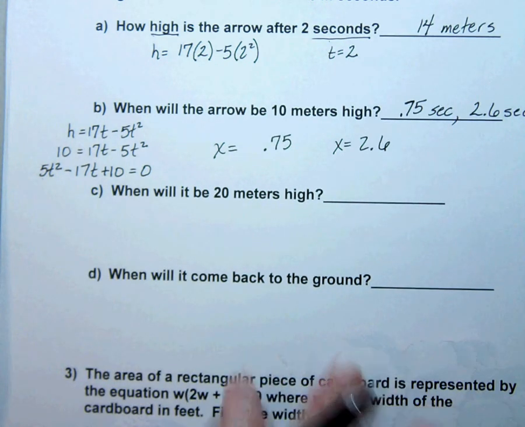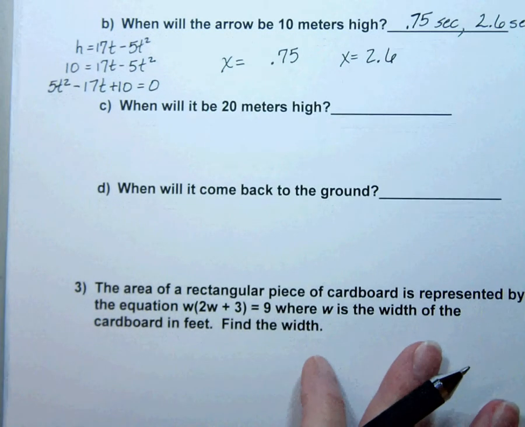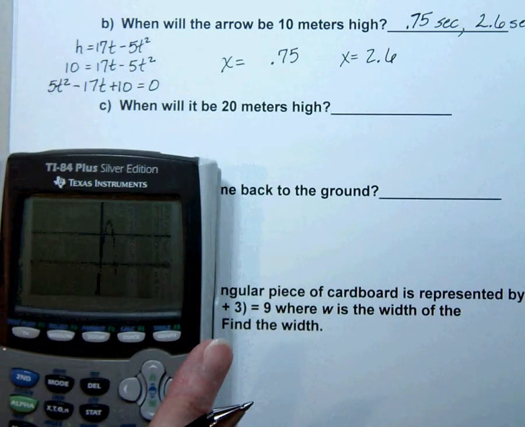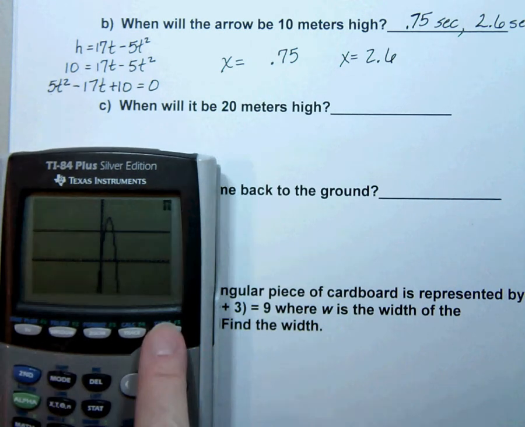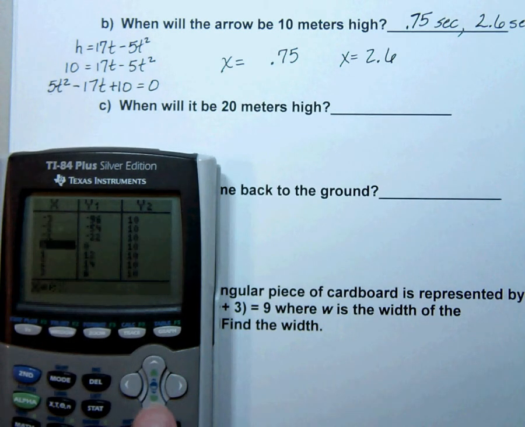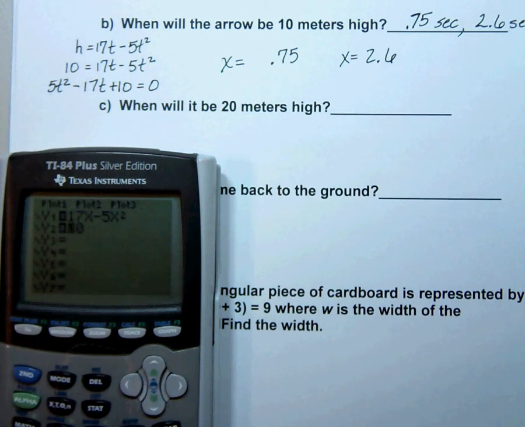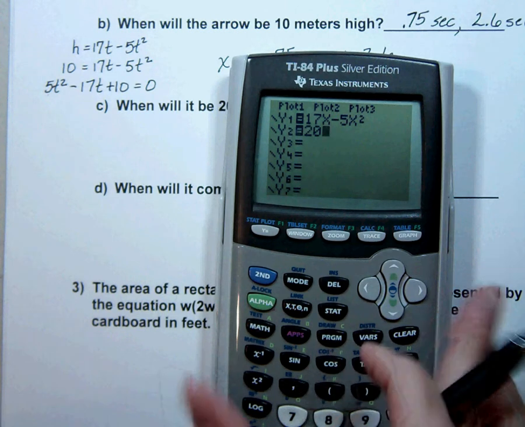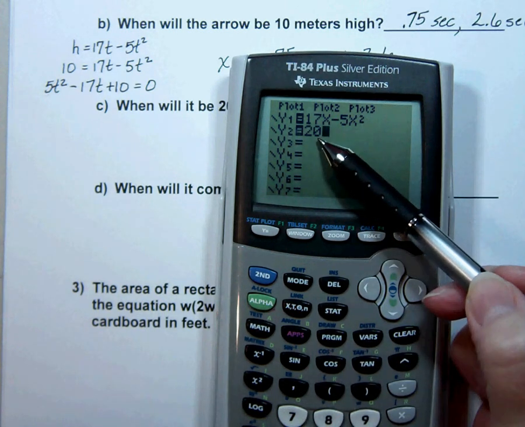Okay, let's go on to part C here. When will it be 20 meters high? Okay, I want you to notice something. Let's just try this. Let's go to the table for a minute. Let me take off the 10 meters high. Actually, you know what? We could do 20. Let's change that y equals 10 to y equals 20. So right here I changed it to a 20.